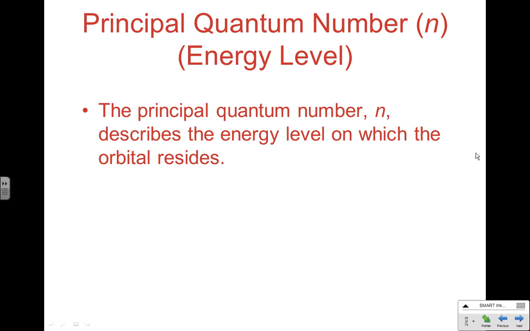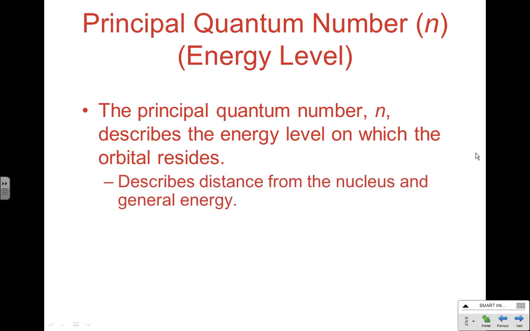Now, the principal quantum number n describes the energy level on which the orbital resides. And it deals with the distance from the nucleus and general energy. So to really get to specific energy, we need to get into sublevel information. So it's general energy and a specific distance from the nucleus.